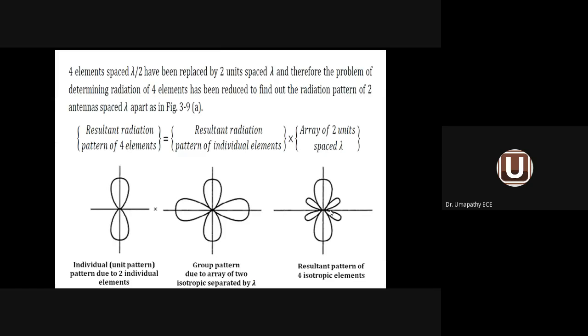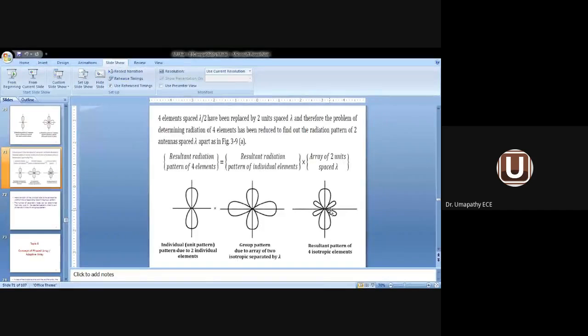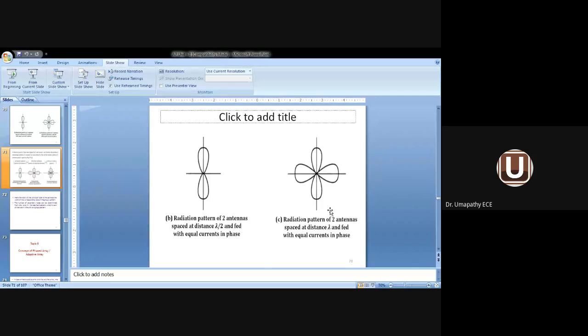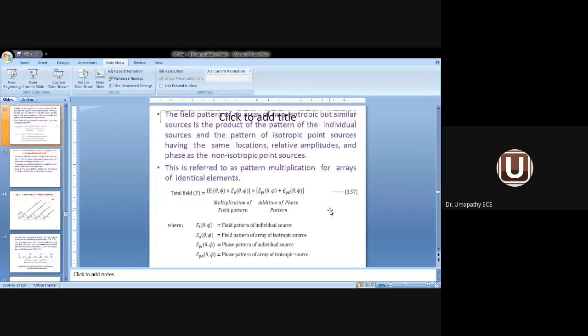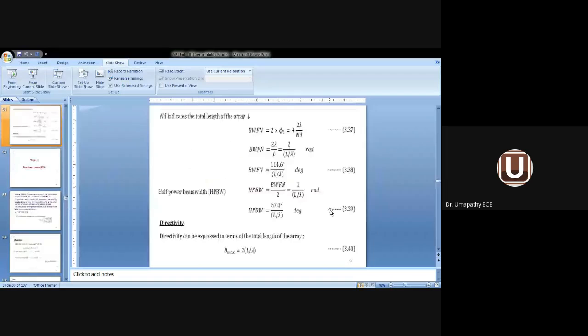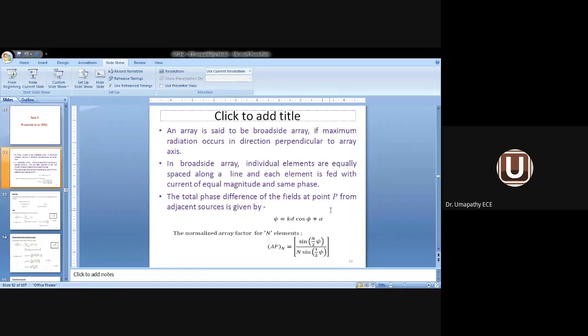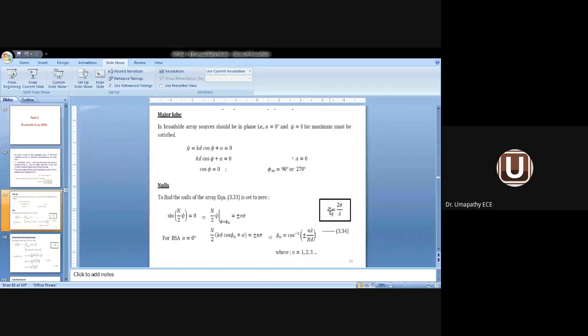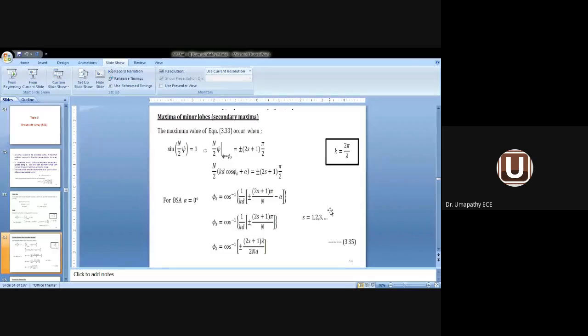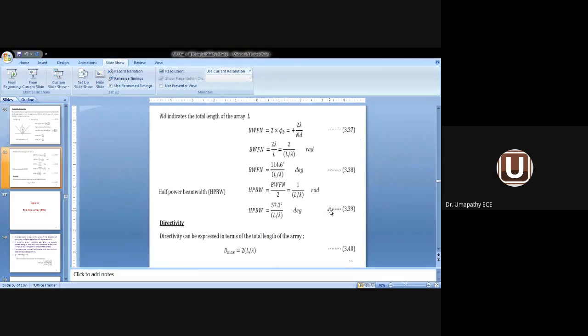Okay, let me come to the closure of the session. Let us come to the closure of the session. So we came across 3 topics today. One is broadside array. Definition for broadside array, expression for psi, expression for array factor. Calculate major lobe, null point, secondary maxima, beam width and directivity. 5 parameters to be calculated.